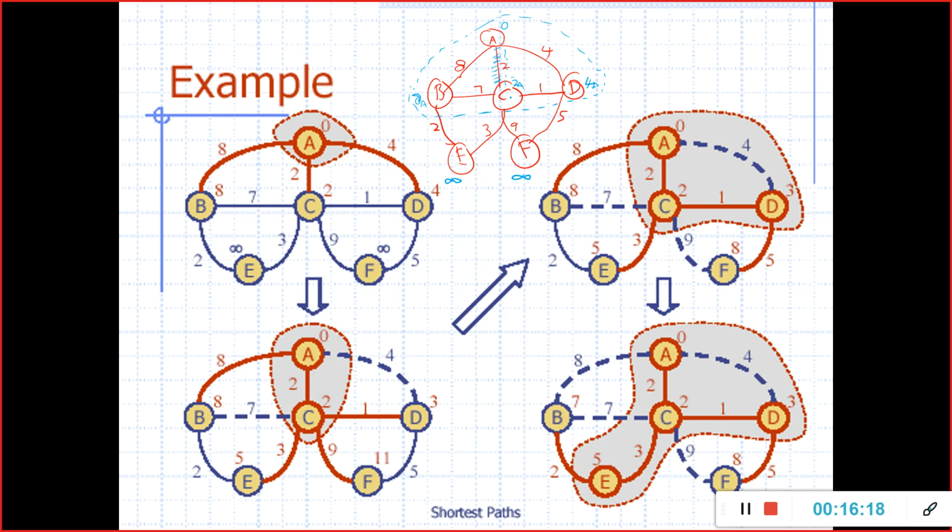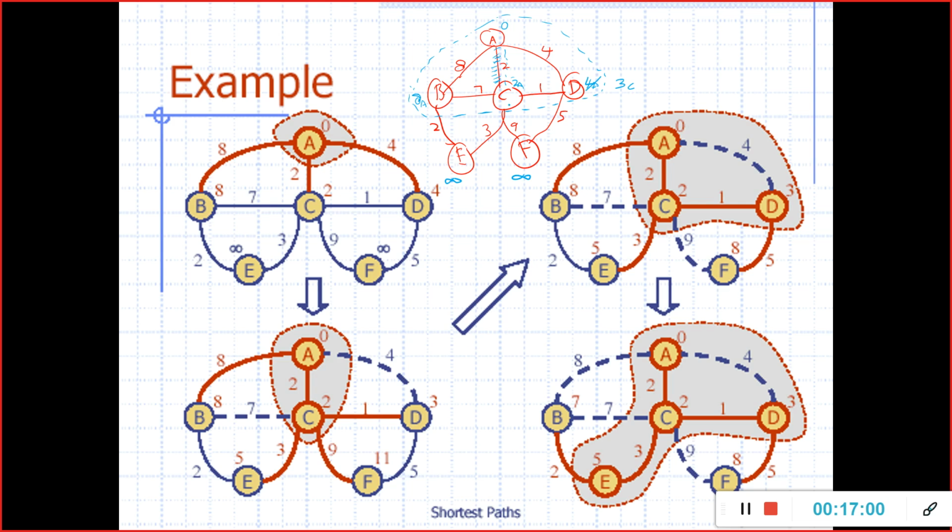So from C, what is the adjacent vertex of C? B, D, F, and E. So from C, C to B is 2 plus 7. 2 plus 7 is 9. 9 is bigger or lower than 8? Definitely bigger, so you ignore because 8 is much smaller. Remember, you want the shortest path. C to D, 2 plus 1 is 3. 3 is bigger or smaller? Smaller, so you remove 4D, you put 3C, coming from C.